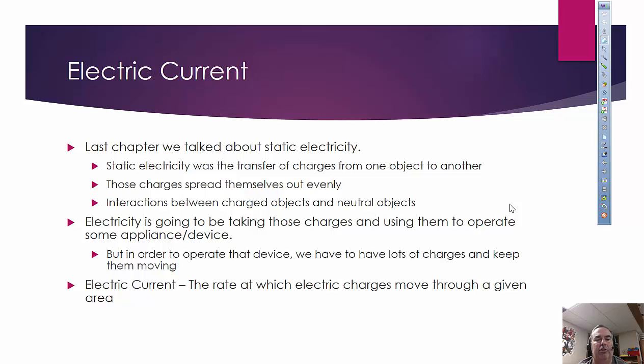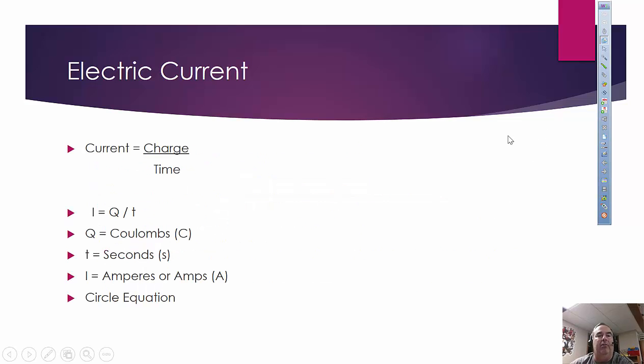And when we get those charges moving, that's going to be an electric current. Electric current is just a rate at which electric charges move through a given area. So when we're talking about rate, what we're doing is we're talking about charges moving in a certain amount of time. Charges moving past a point in a certain amount of time. So when we talk about current, current is going to be charge divided by time. Charge, remember last chapter, was Q divided by the amount of time. So I equals Q divided by T.